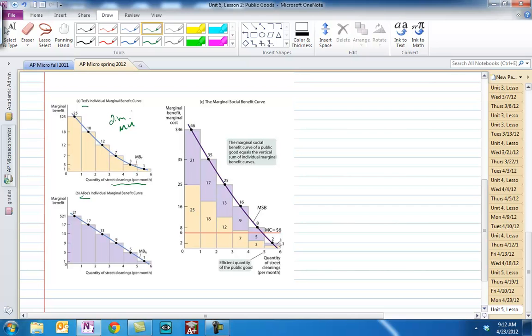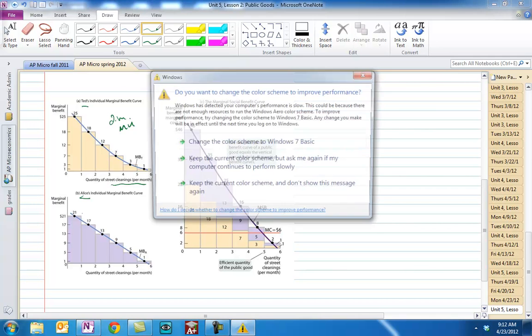The first one is, if you had 0 street cleanings, the first one would be very valuable. The second one would be slightly less valuable. Go through the 5th and 6th street cleanings, not very valuable to Ted. Alice also has value to street cleanings in her house, diminishing marginal utility. It's a downward sloping line. And notice it's different than Ted's, which, as we've seen lots of times, that's the way it goes. Some people value it more than others. Ted clearly values street cleanings more than Alice, at least the first couple of them.